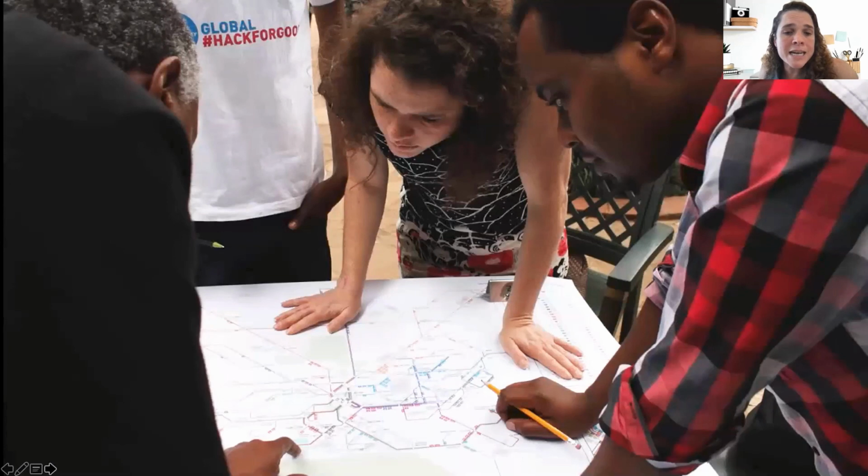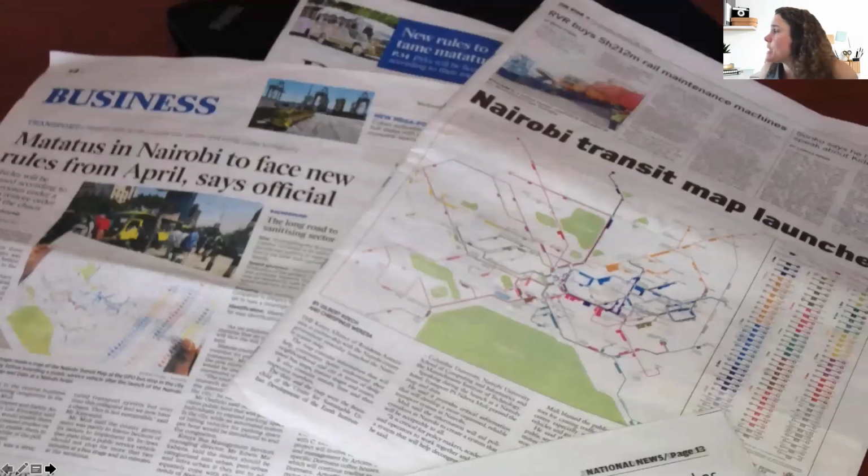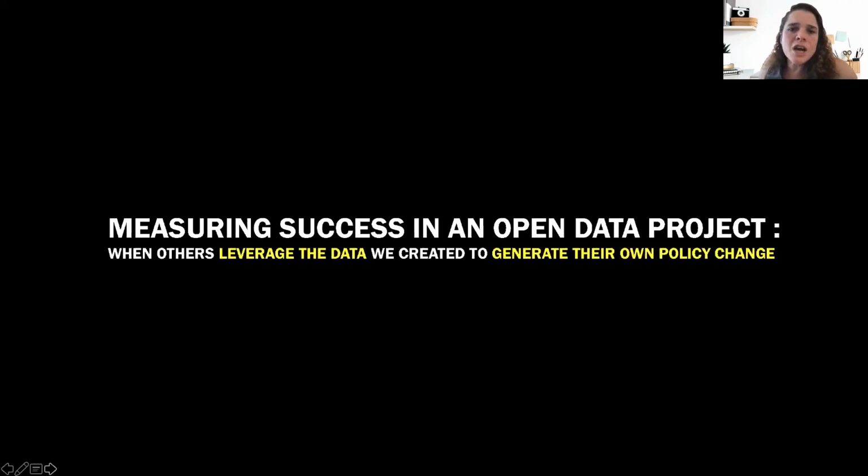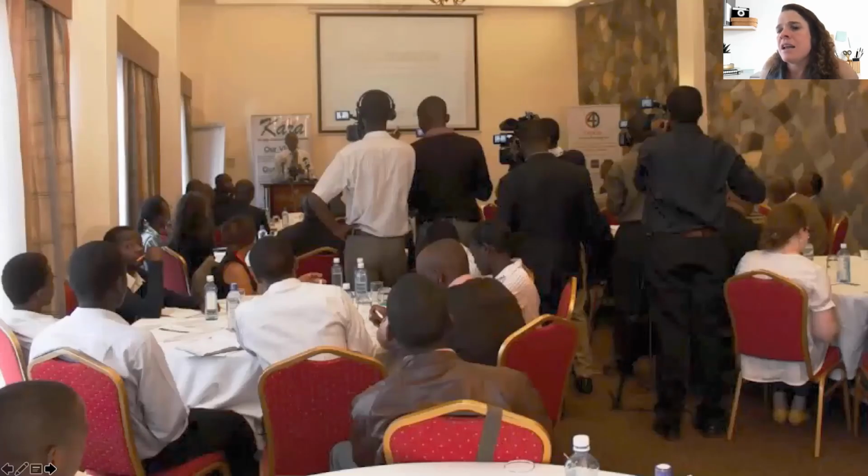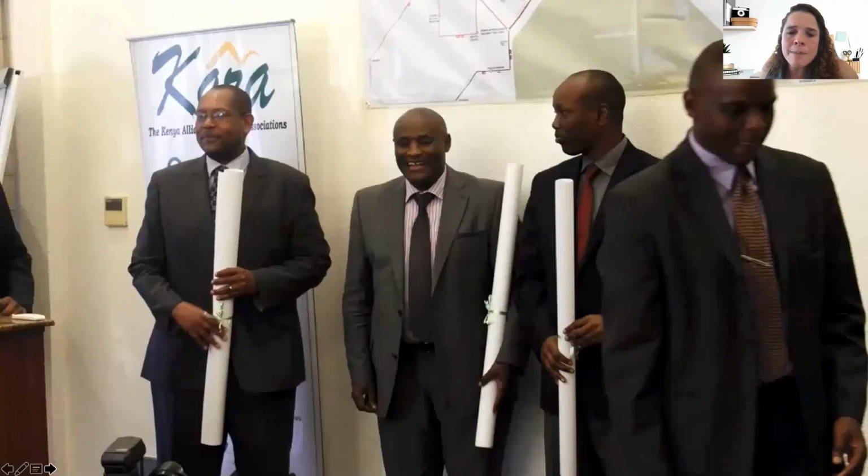And it really became an instant planning tool and was widely popular and spread across social media and in newspapers, who included the map as an insert. And one of the things that I like to talk about in this project is how do we measure success in open data projects, and it is when others leverage the data we created to generate their own policy change. So we were really excited when the government made it the official map of the city, and while they were largely disengaged in the process, they really got excited about using it here.